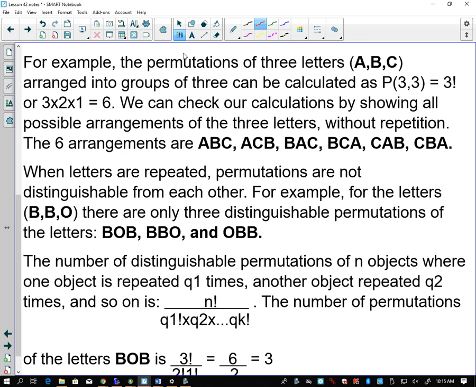When the letters are repeated, permutations are not distinguishable from each other. So for example, if we had 3 letters like B, B, and O, there's only 3 distinguishable permutations. Meaning that because we have 2 B's, we could get B, B, and O twice, but they would be indistinguishable from each other. We wouldn't be able to tell the difference. It's not like we have a blue B and a red B that we can tell which B is what. So we really were just left down to BOB, BBO, and OBB.